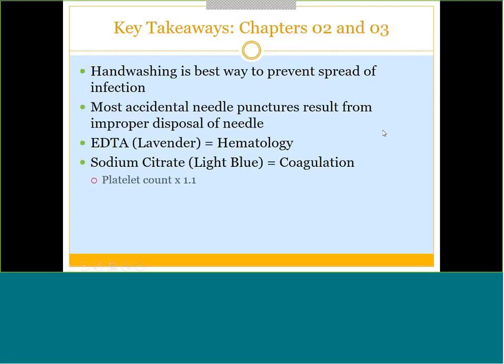In chapters 2 and 3, this is just kind of more specimen collection, safety type stuff. Hand washing, always number 1 way to prevent infection. It will break that chain of infection cycle. For accidental needle sticks, most of the time that we see an accidental needle stick happening is because the needle wasn't disposed of properly in the first place. So when you're in phlebotomy, you always learn that you immediately put that safety on and you immediately get it into the sharps. Still true, because that is the best way to get an accidental needle stick if you don't do that.